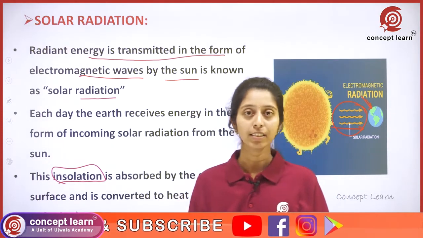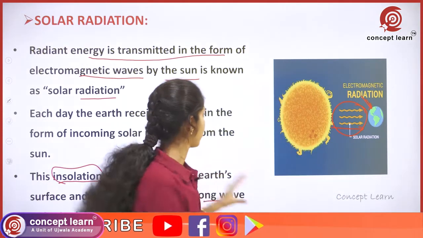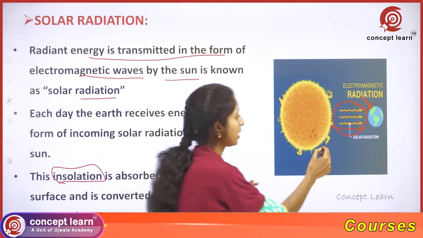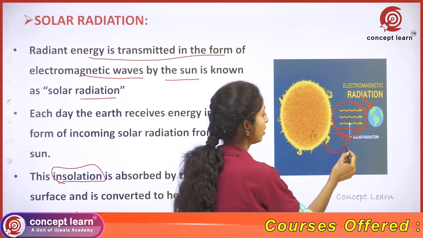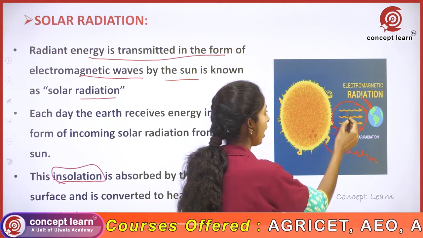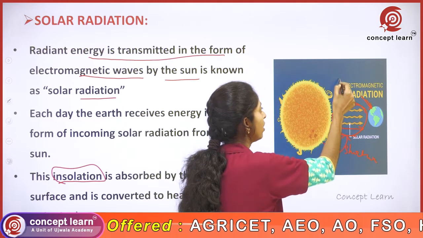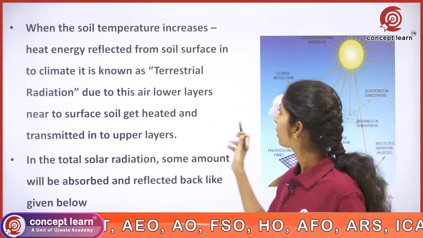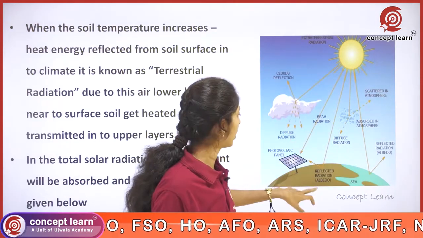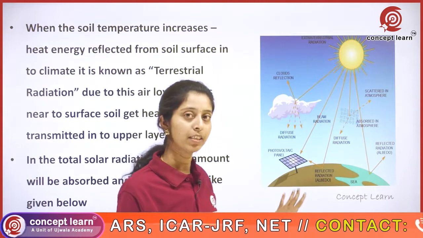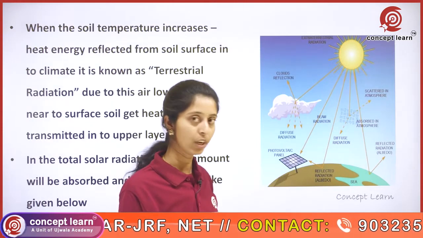In an earlier class, we have studied that whatever radiation we are receiving from the sun to the earth's surface is short wave radiation, and whatever radiation we are retransmitting from the earth is called long wave radiation. When solar radiation reaches the earth's surface, the soil temperature increases because of absorption of this solar radiation.